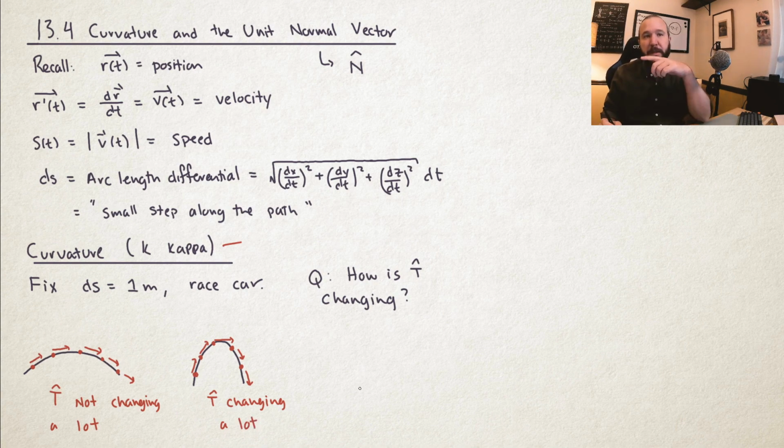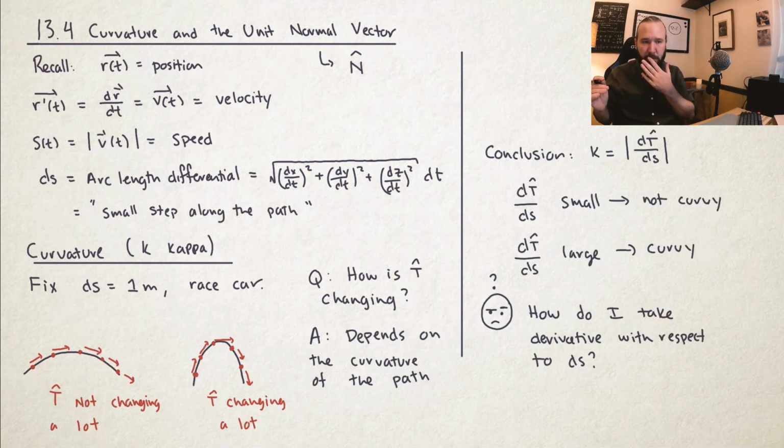Okay, so what this means is the more curvy paths have a larger change in T hat, and the less curvy paths have a smaller change in T hat. So this is doing the job that we want kappa to do. We want kappa to measure how curvy the path is. Okay, so we've done it. We figured out what kappa is.